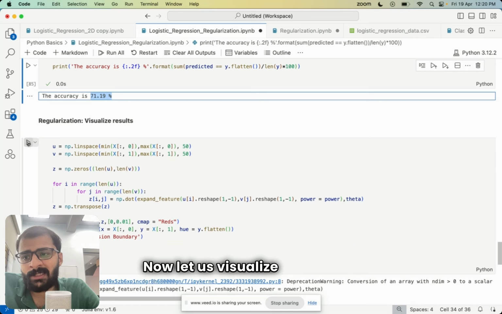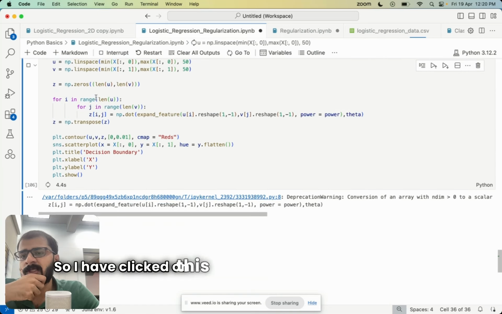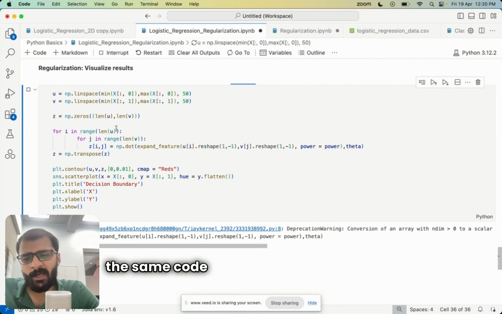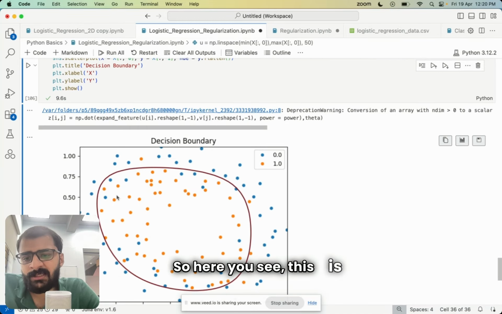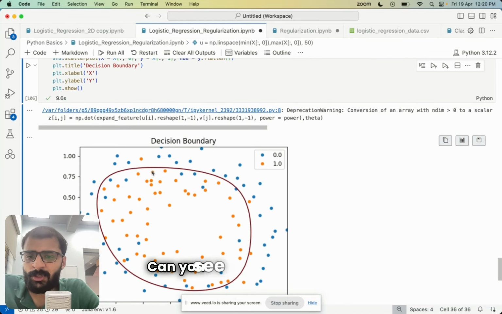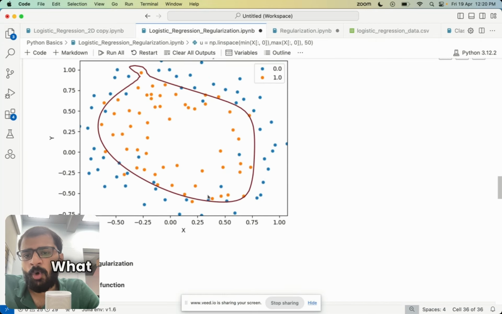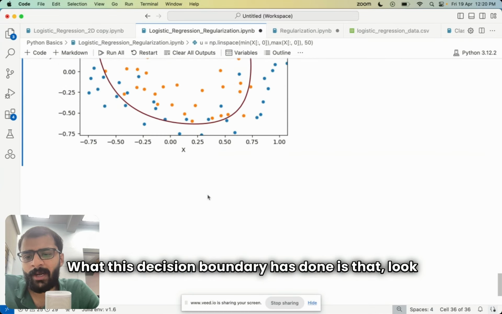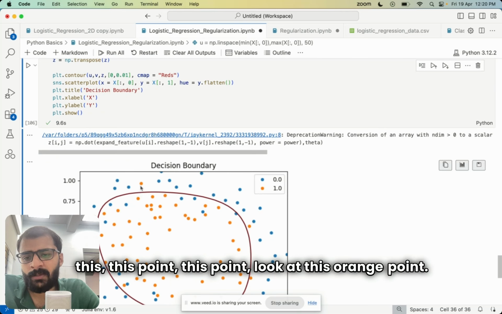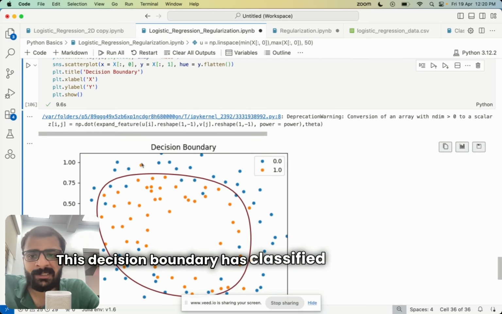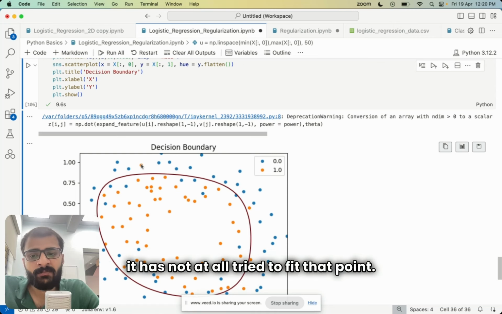Now let us visualize the results. So I have clicked on this particular visualization, which is the same code as for the previous. Here you see this is how the decision boundary looks like. Can you see how different it is from the decision boundary which is here? What this decision boundary has done is, look at this point. Look at this orange point. This decision boundary has classified this point as noise, and it has not at all tried to fit that point.